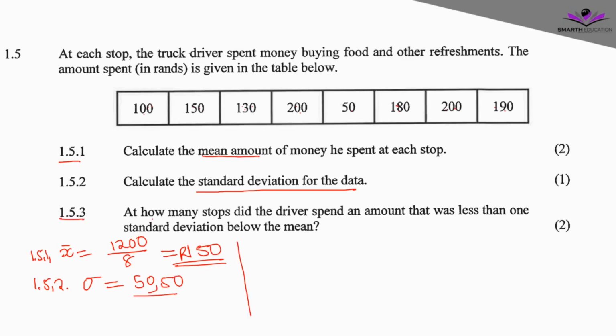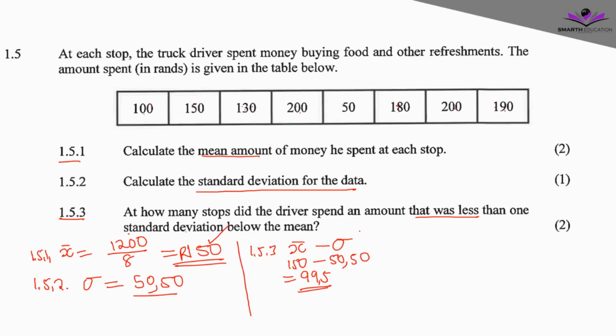1.5.3. At how many stops did the driver spend an amount that was less than 1 standard deviation below the mean? Right, 1 standard deviation below the mean. The amount that was less than 1 standard deviation below the mean. So what is 1 standard deviation below the mean? So it means you have to say the mean minus standard deviation. 150, that's our mean, minus 50.50. And then we get what? We get 99.5. So this is 1 standard deviation below the mean.